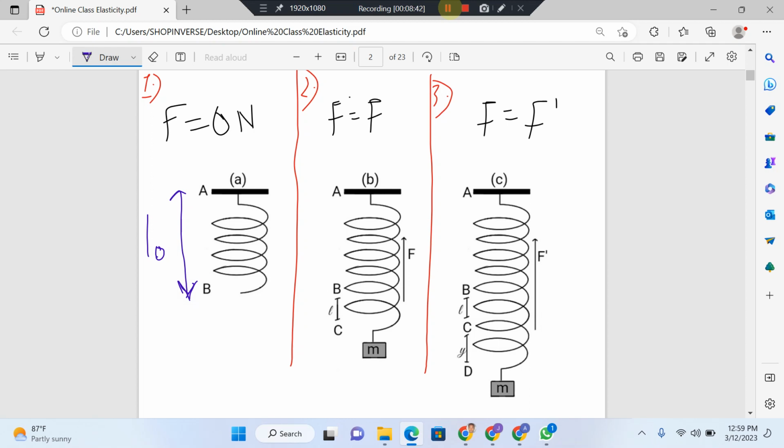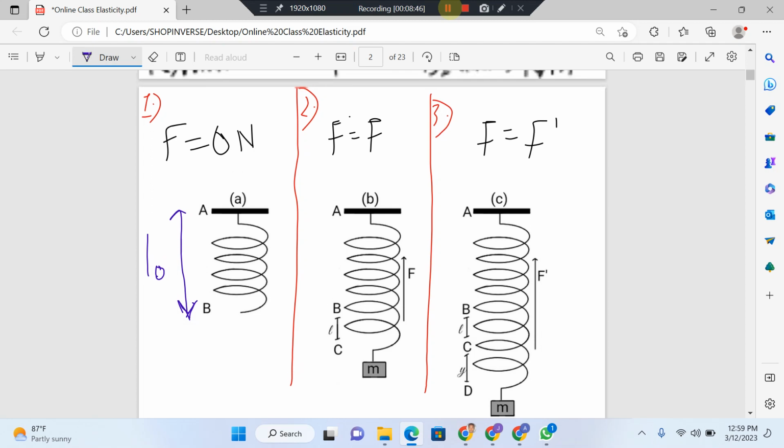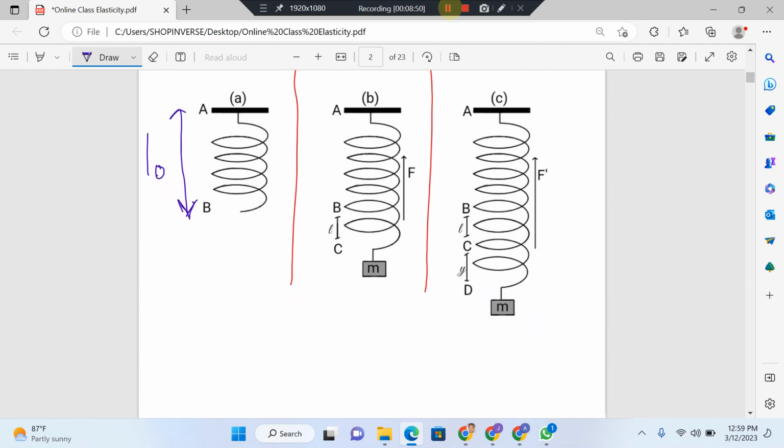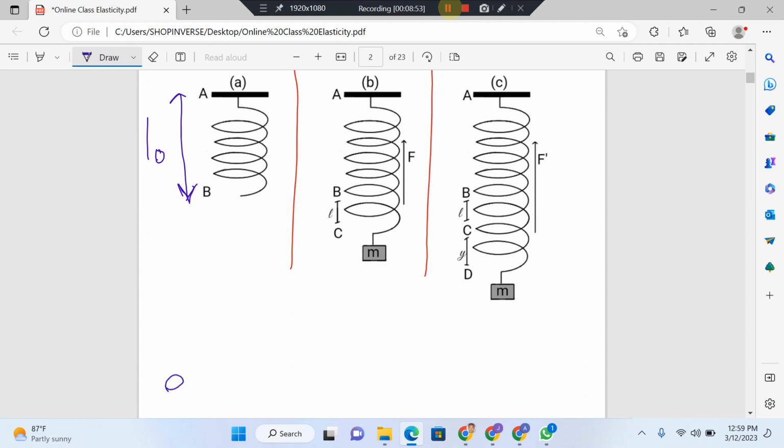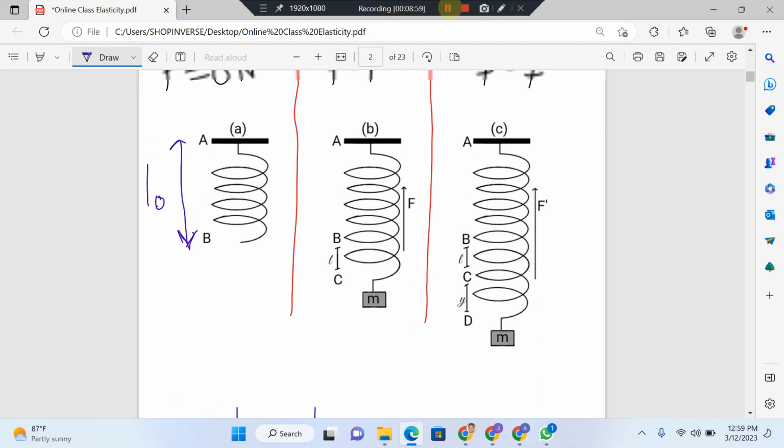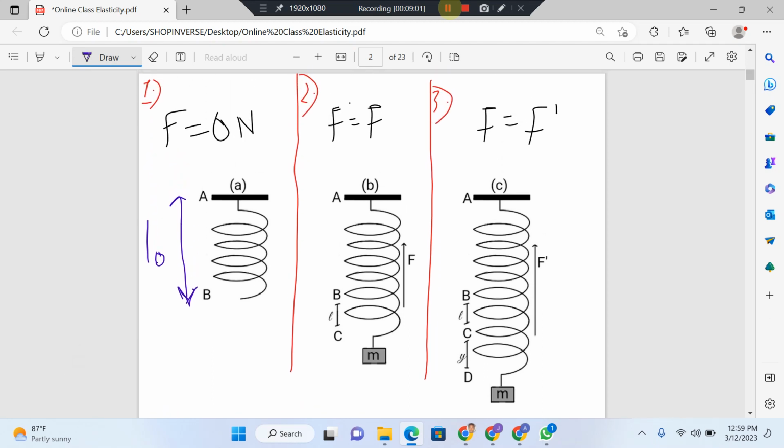Okay? Now, how do you get extension? Extension of a spring is the difference between the final length and the initial length. When we say E, which is the extension, it is the difference between the final length and the initial length. In this case, when the spring has not been subjected to any force, the extension is equal to 0 because the length has not increased. L subscript 0 is the length when the force applied to the spring is 0 Newton, when no force has been applied. That means there is no extension.